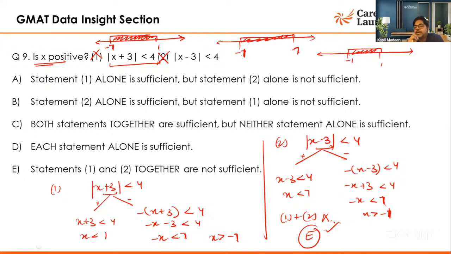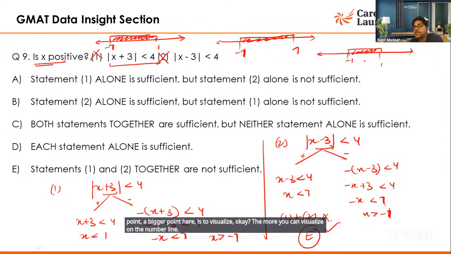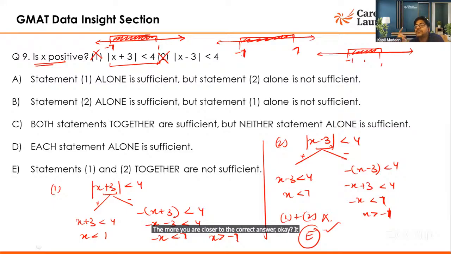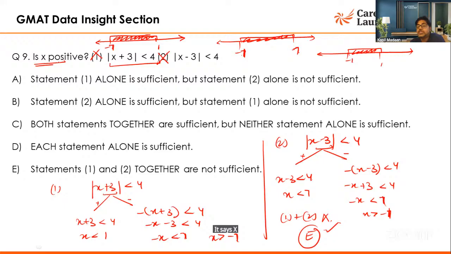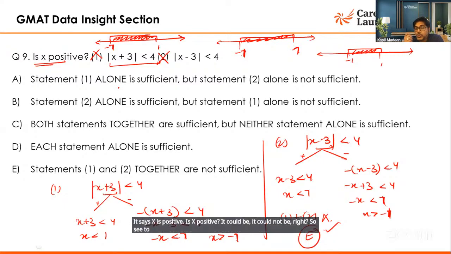The bigger point here is to visualize. The more you can visualize on the number line, the closer you are to the correct answer. It could be any value, it could be decimals also. It says x is positive. Is x positive? It could be, it could not be, right? So see to it that you use a lot of number line to solve the questions here.